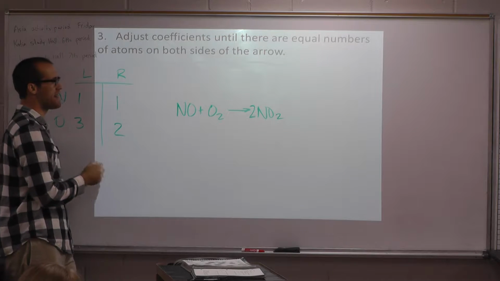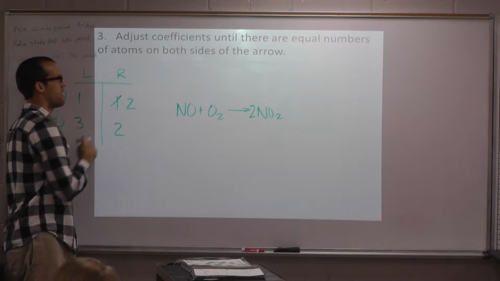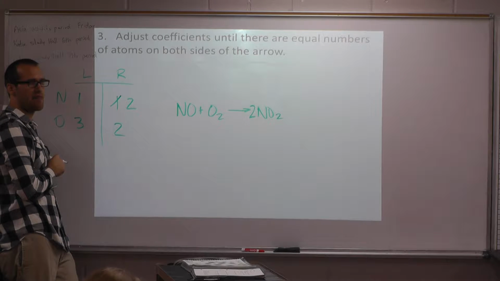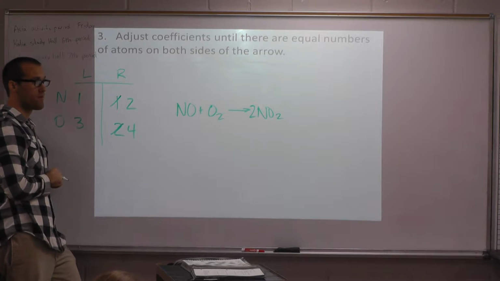So now how many nitrogens do I have on the product side? 2. Okay? How many oxygens do I have on the product side? 4. Okay?